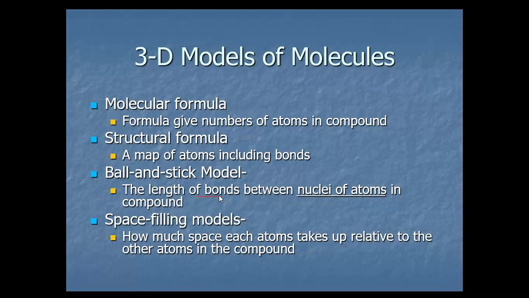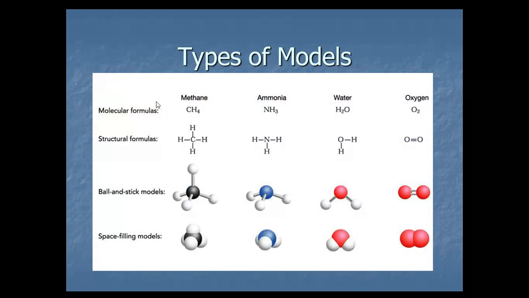Space filling models will give more of a volume kind of diagram to be able to see how the atoms take up space relative to the other atoms in the compound. Depending on what we want to discuss or show about the molecule, different types of models can be more effective than others. Here we see an example of each for methane, ammonia, water, and oxygen. Molecular and structural formulas are not real detailed. The ball and stick models show the distance between the nuclei, and the space filling models show more of that atomic size relative to each other.